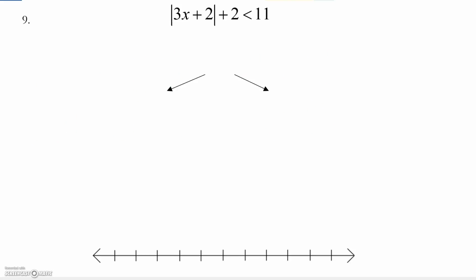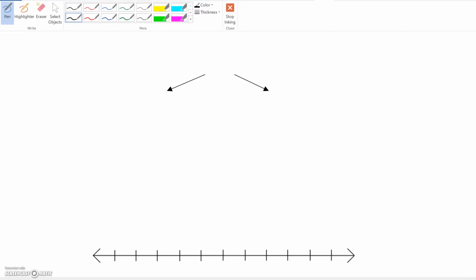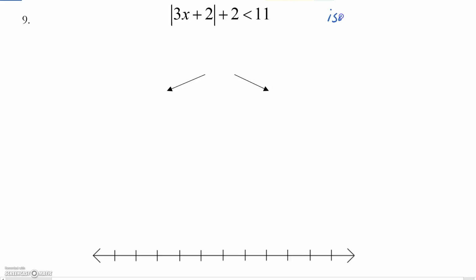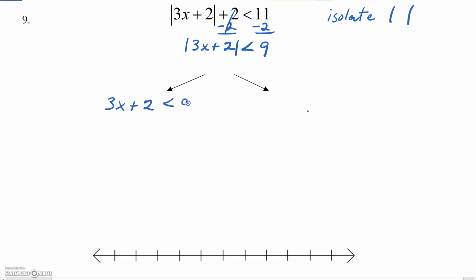Finally, let's take a look at this one. Absolute value of 3x plus 2 is less than 11. Well, the first step is to isolate this absolute value. So let's do that. To do that, we need to take 2 from each side. And that gives us absolute value of 3x plus 2 is less than 9. Now we can form our two separate inequalities. So 3x plus 2 is less than 9, and 3x plus 2 is greater than negative 9.